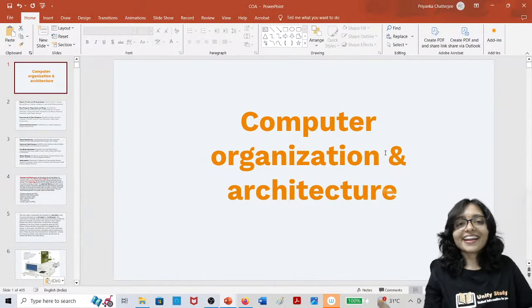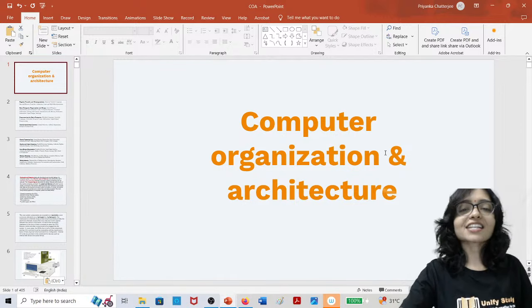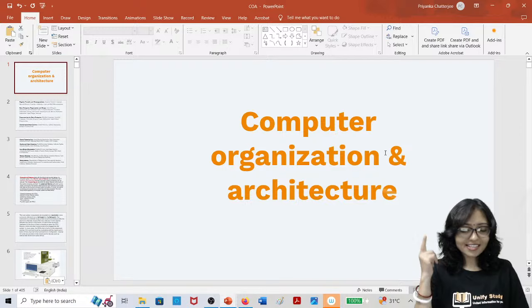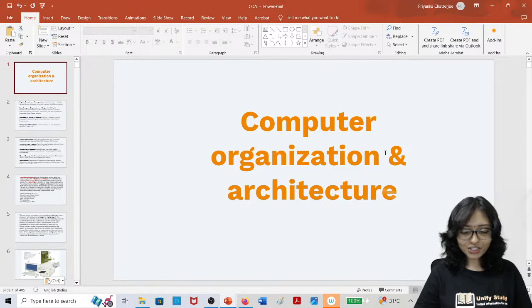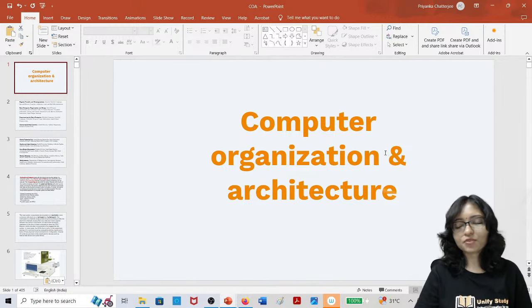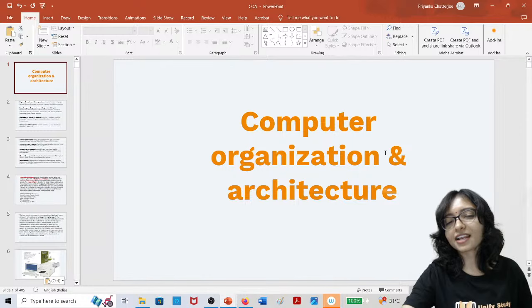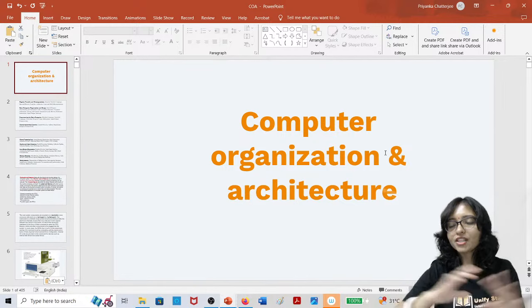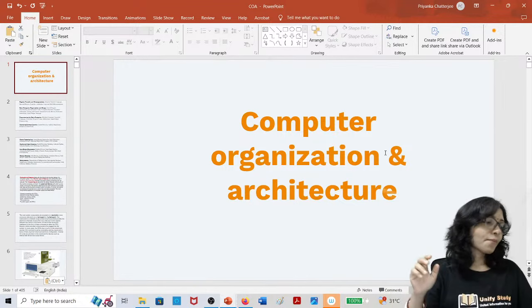Are you ready to start the computer organization and architecture marathon? After digital logic, today we are going to do computer architecture. Today my target is to cover computer organization and architecture, because the exam is coming and now it's time to do all the revision.